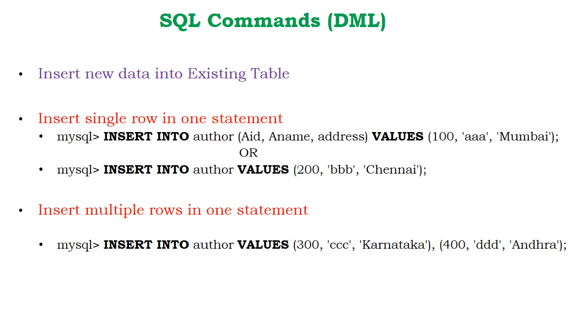For example, for a single row, INSERT INTO author, followed by the column names, for example author ID, author name, address, followed by the values. For example, 100, AA, Mumbai. Otherwise, we can directly insert the values without mentioning the column names. The order is very important, otherwise it will show errors. So, insert multiple rows in one statement. How are we going to write the query? INSERT INTO author VALUES, the first record's details, then a comma, followed by the second record within parentheses.